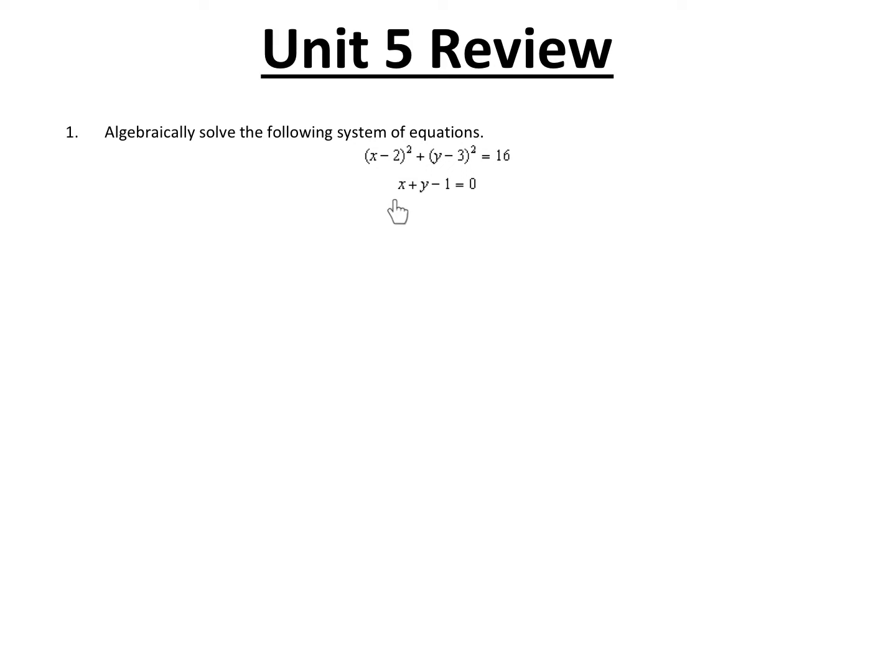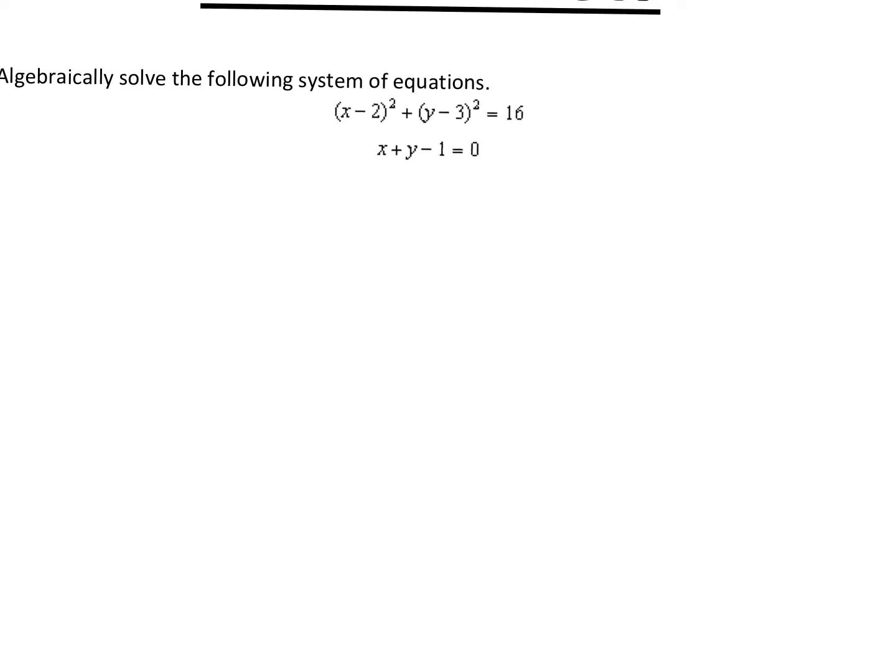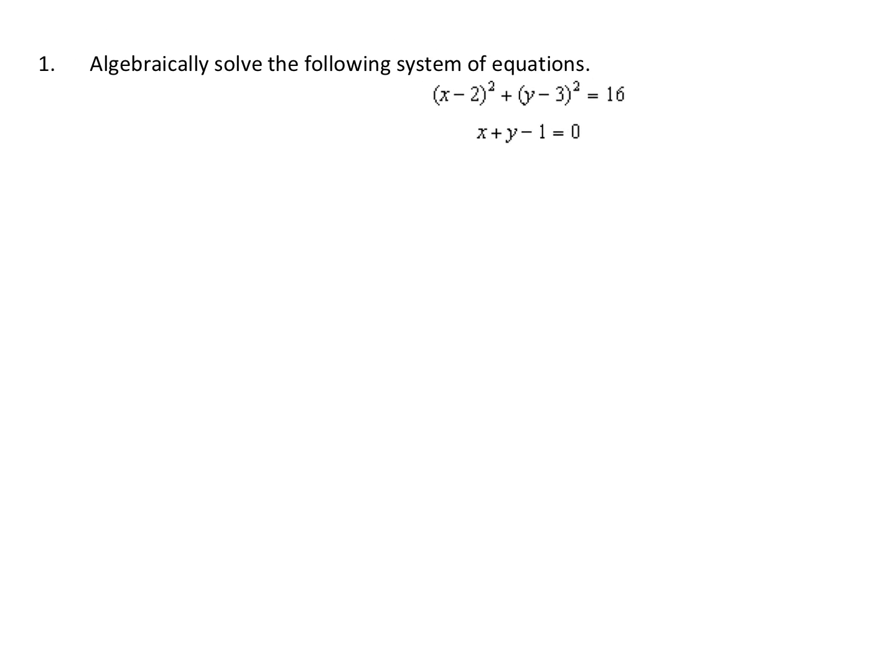We can clearly see that this bottom equation is easier to get one of the variables by itself. And I want to point out it does not matter whether you get the x by itself or the y by itself. That is completely up to you. I think I'm going to get the x by itself. So I'm going to subtract the y, and I'm going to add the 1 to both sides of the equation. That way the y's cancel out and the 1's cancel out, leaving me with x equals.